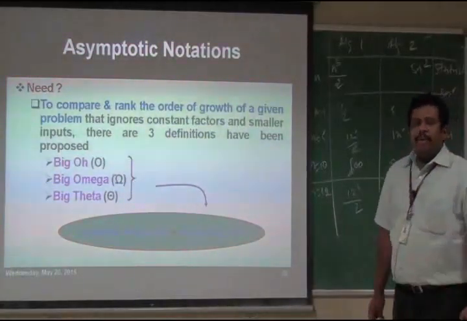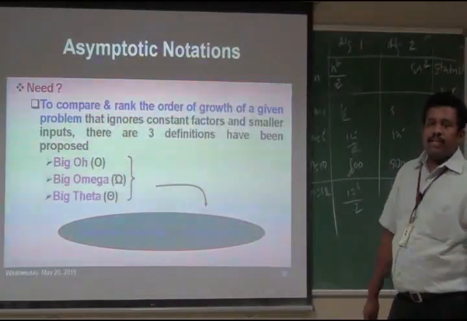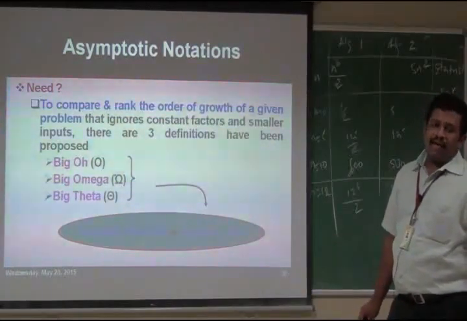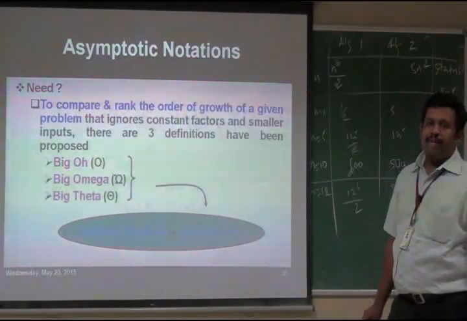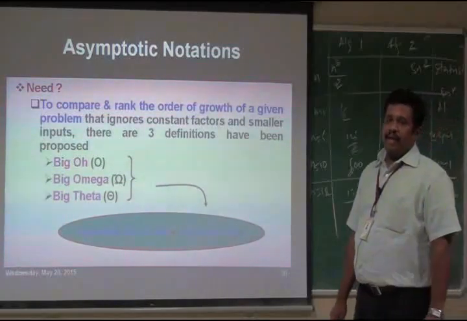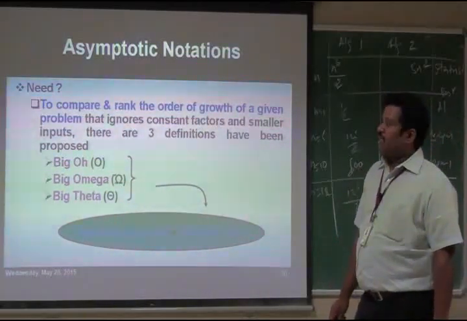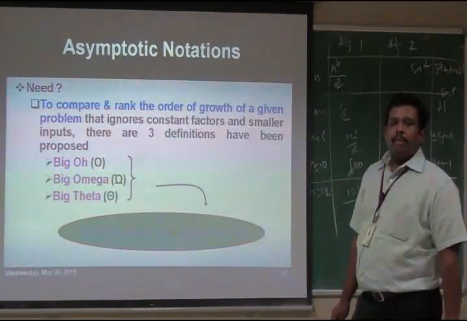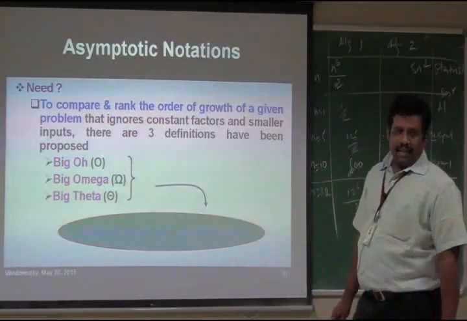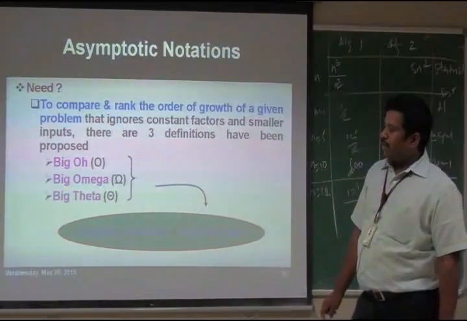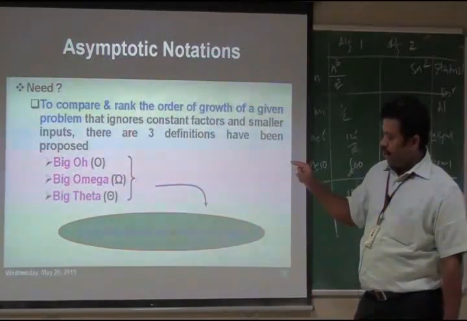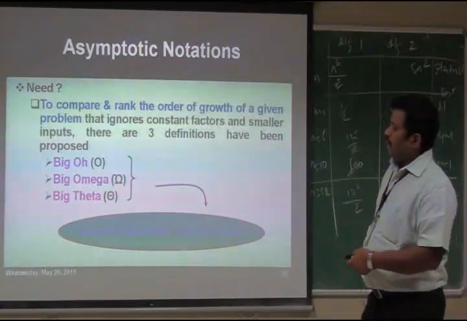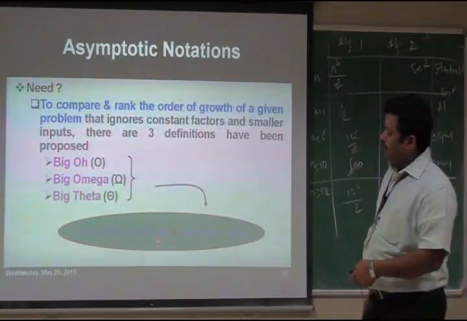So to compare, the major necessity of this asymptotic notation is to rank the order of growth of algorithms or to compare the performance among the algorithms. For that purpose, three formal notations have been defined: big O notation, big omega notation and big theta notation. Technically they are represented as big O, big omega and big theta notations. So these formal definitions have been defined.